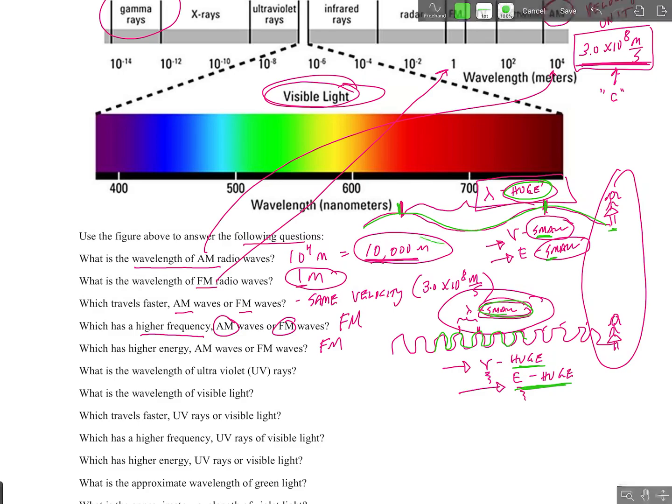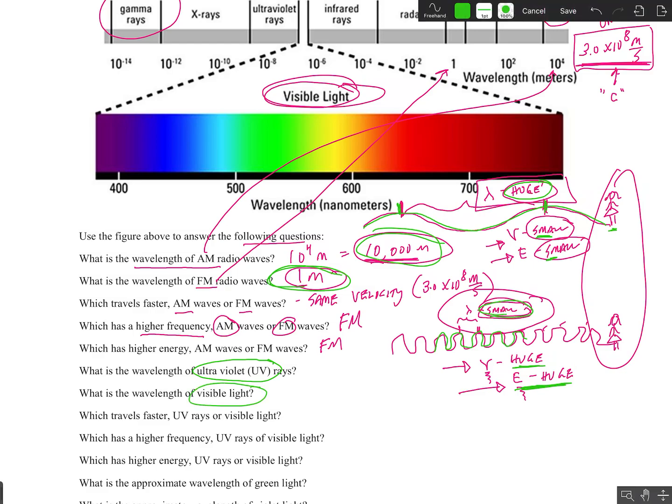We said when the wavelength is big, like it is for AM radio waves, that the energy is low, frequency is low. And when the wavelength is small, like it is for FM radio waves, that the frequency is higher and the energy is higher. Let's try that with another example. Let's work with ultraviolet light and visible light.